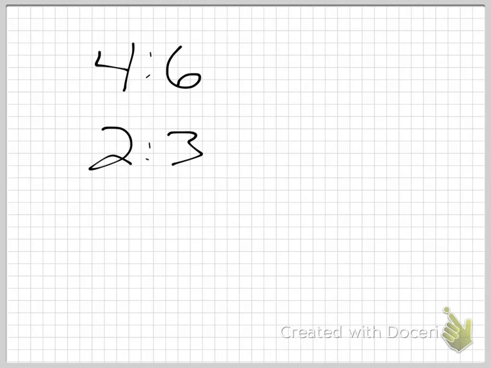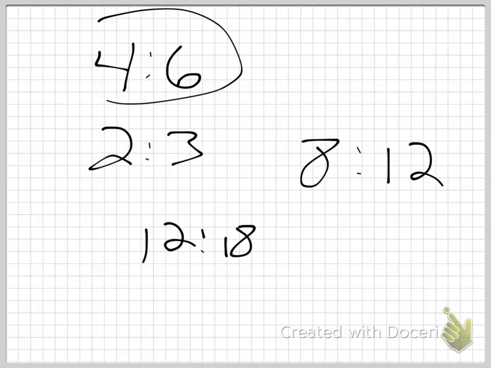What else, Jared? 8 to 12. What else? 12 to 18. Something else too. Whenever you have a number like 4 to 6, guess what you can do? It's kind of a cheat, but you can add zeros. 40 to 60, 400 to 600, 4,000 to 6,000. See what I'm talking about?